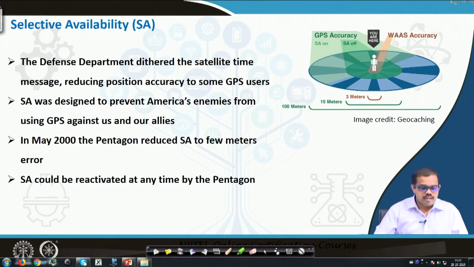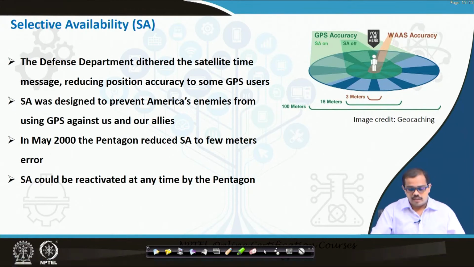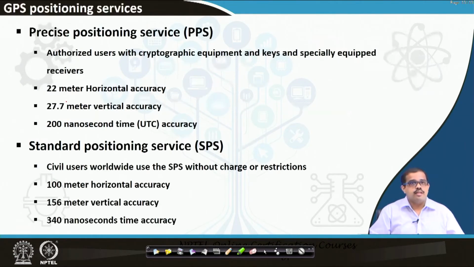And when you look at selective availability, some of the very well known enemies of the United States of America, I would not say enemies, it was friends turned foes, have selective availability, whereas some very good nations which have good relations have the precise positioning system.